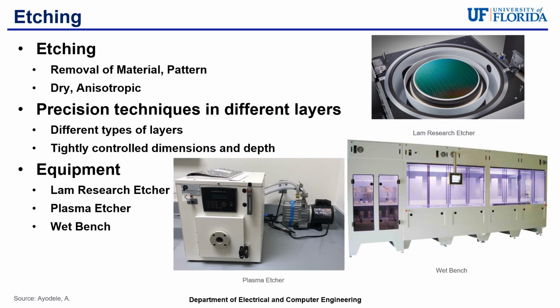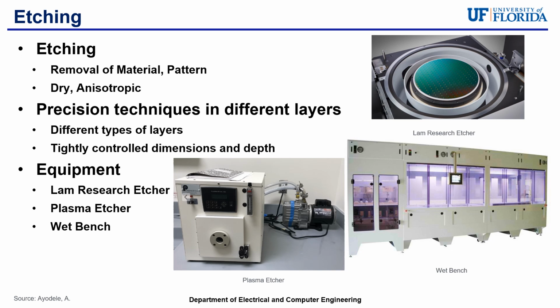The next step in the semiconductor fabrication process is etching, which is a key step. Etching is about removing specific areas of material from the silicon wafer to create a pattern. This pattern is crucial for forming the intricate circuits of a chip. There are two main types of etching: dry and anisotropic. Dry etching uses gases to remove material, and it is anisotropic because it etches in a specific direction, allowing for the creation of very precise patterns.